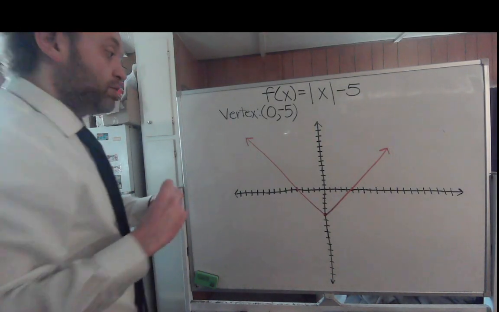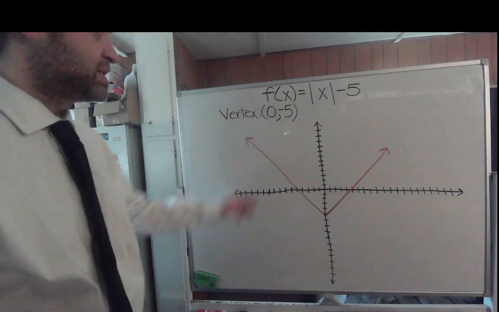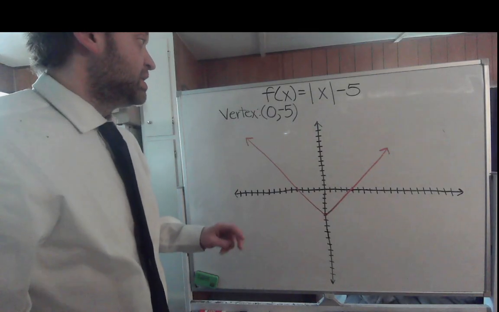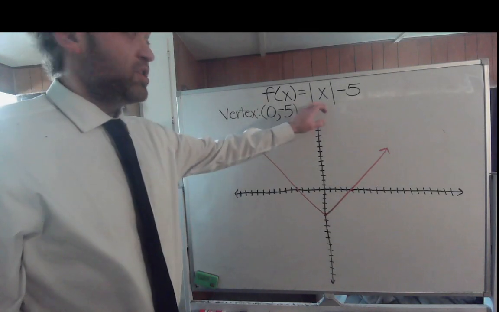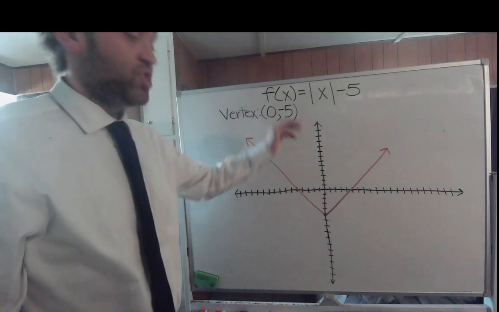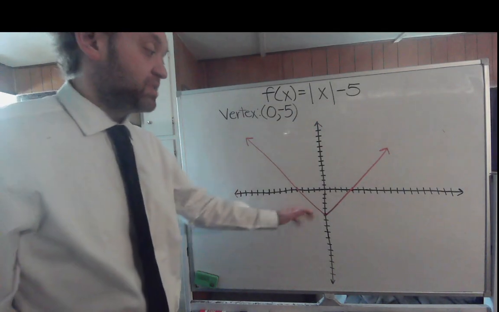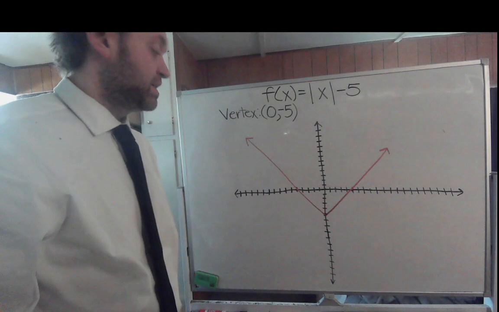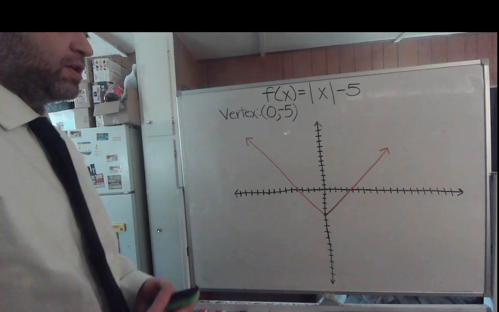And then what do you know? There is your absolute value of x function, in this case absolute value of x minus 5. So we have taken the original absolute value of x function and just shifted it downward 5 units. That's all we've done. There are no reflections, no stretches, nothing like that. That's all we've done here.